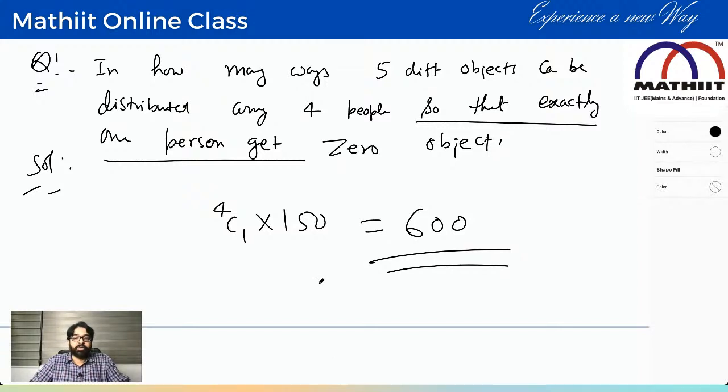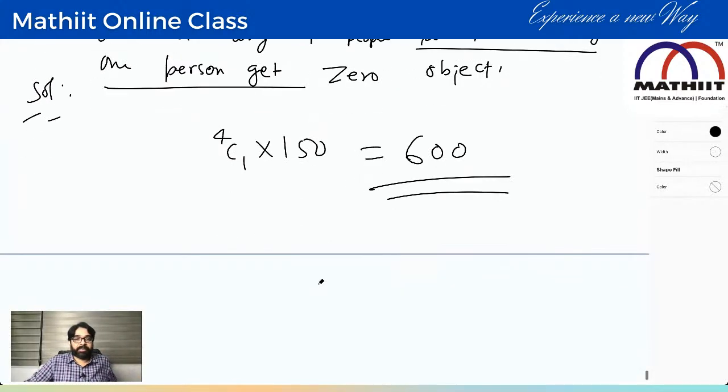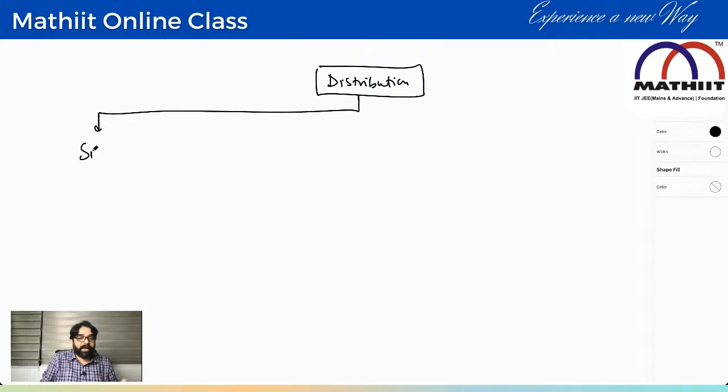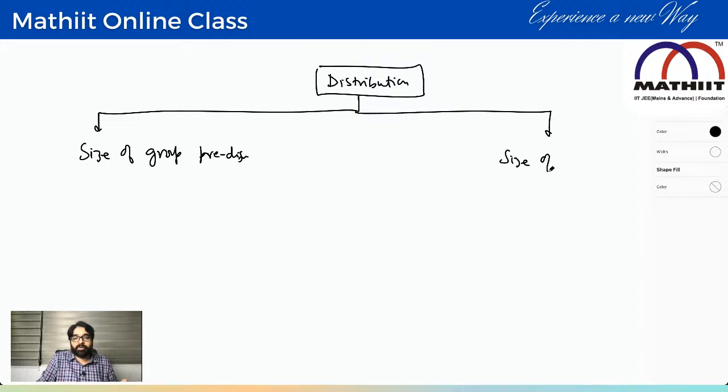Okay, so this is the distribution of different objects. I'm just going to compact the distribution part so that you can understand. Whenever there is distribution, there will be 2 situations: size of group predefined, and size of group not defined, not given.